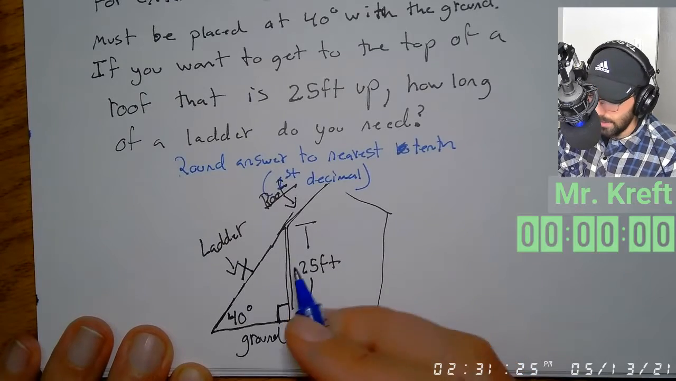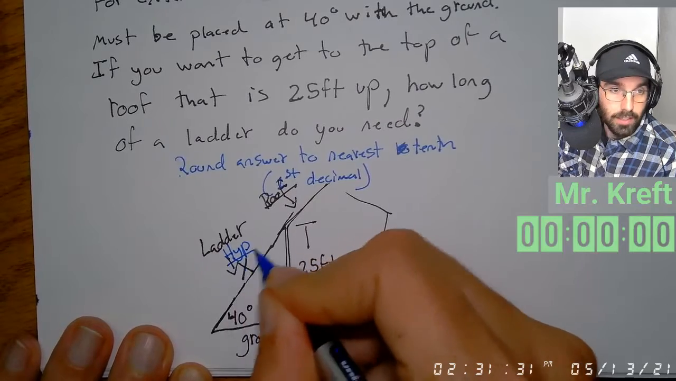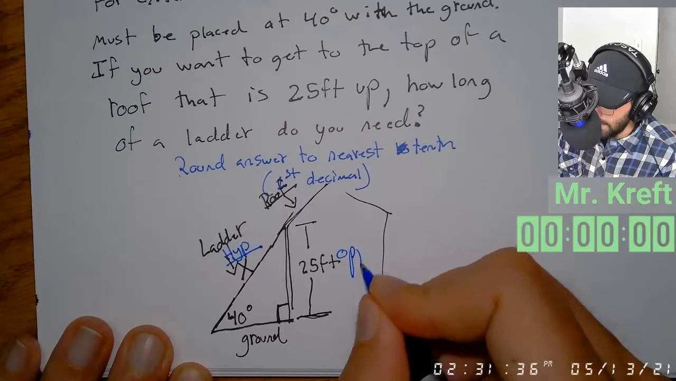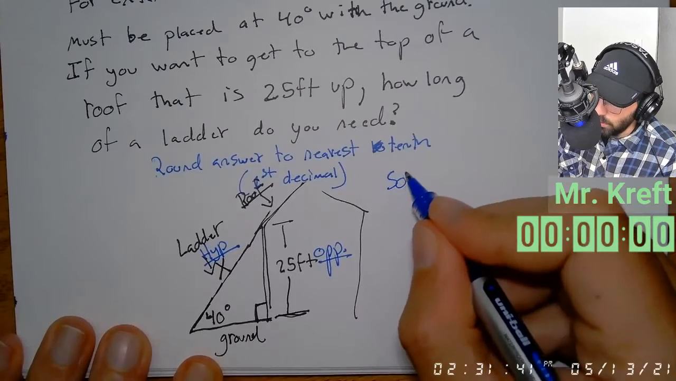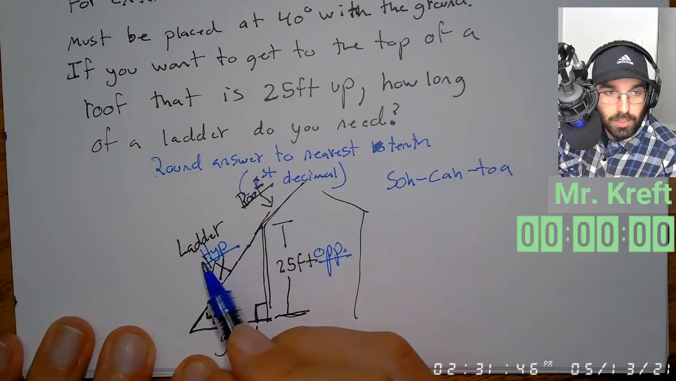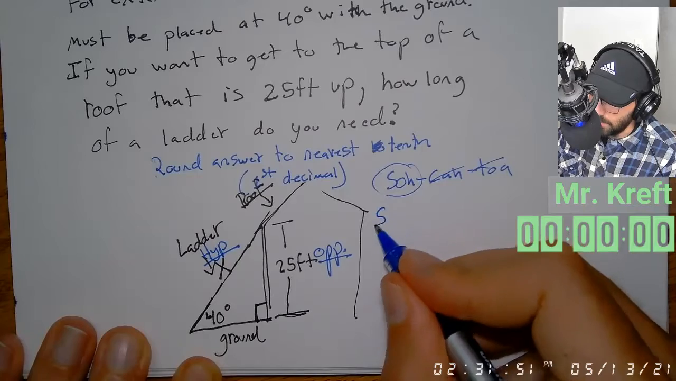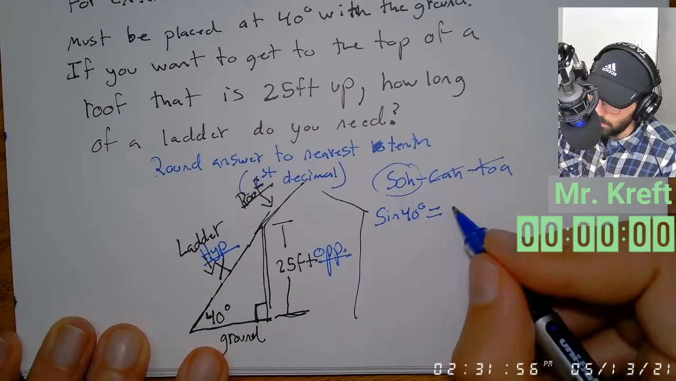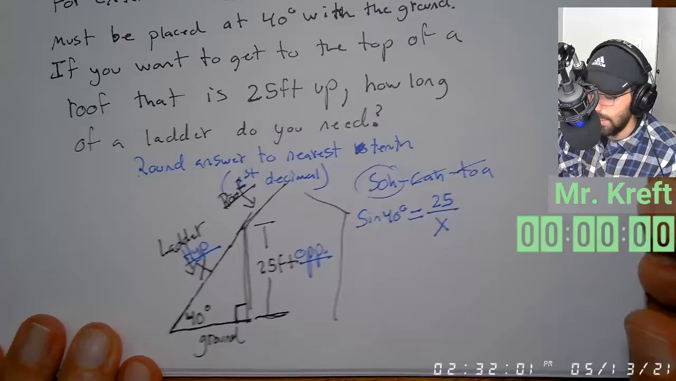Now I'm going to label everything I have. Here's my 90. This is my hypotenuse. The side furthest away from my 40 is my opposite. So I'm going to think Soh-Cah-Toa. What uses opposite and hypotenuse? Well, it's that first one, sine. So sine of 40 degrees equals, and the opposite comes first, so 25 over x. I'm just going to hit pause here for a second.